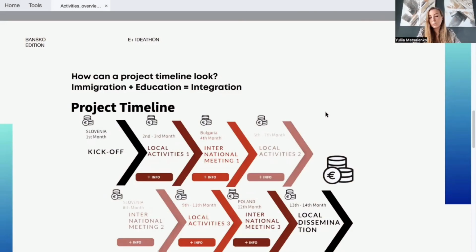I have a couple more examples. I'm not going to comment on them now, but I'm going to share this presentation with you. And afterwards you can take a look and see how activities can be different.